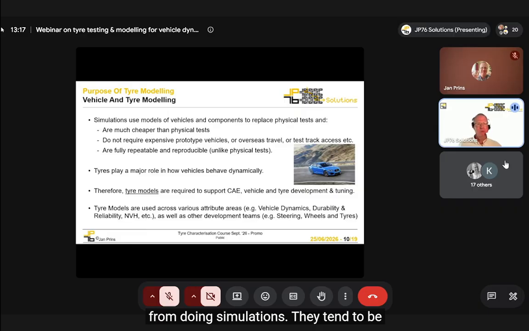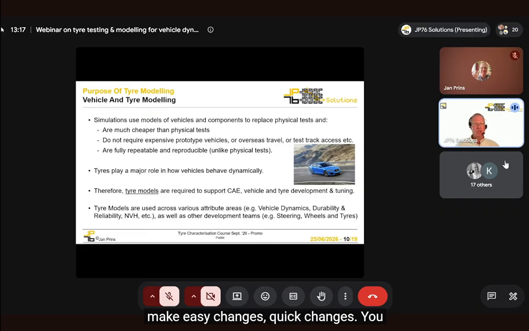There are lots of benefits from doing simulations. They tend to be cheaper than physical tests. You can make easy, quick changes. You don't have to go all over the world and spend lots of money traveling and waste lots of time on planes, shipping prototype vehicles all over, and lose access to them for days, if not weeks. Simulations also nearly always give you the same result if you give them the same input conditions, so very good repeatability and reproducibility. Unlike physical tests, where you tend to be at the mercy of the weather, other users, and lots of different factors that affect your physical test results.